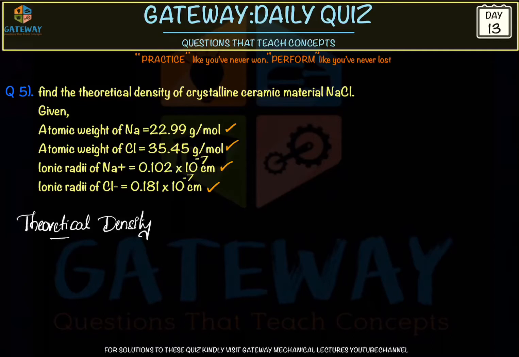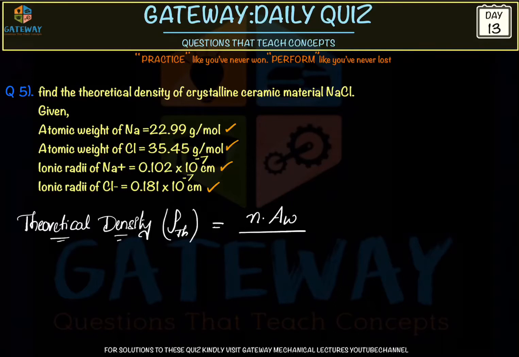Theoretical density, generally denoted by rho theoretical, is nothing but the average number of atoms in a unit cell times the atomic weight of all the constituents present in the unit cell, upon the volume of the unit cell. Density is nothing but mass upon volume. Atomic weight is generally in grams per mole. Since it is per mole, we divide it by Avogadro's number, Na. This is our definition. Density is nothing but mass upon volume.